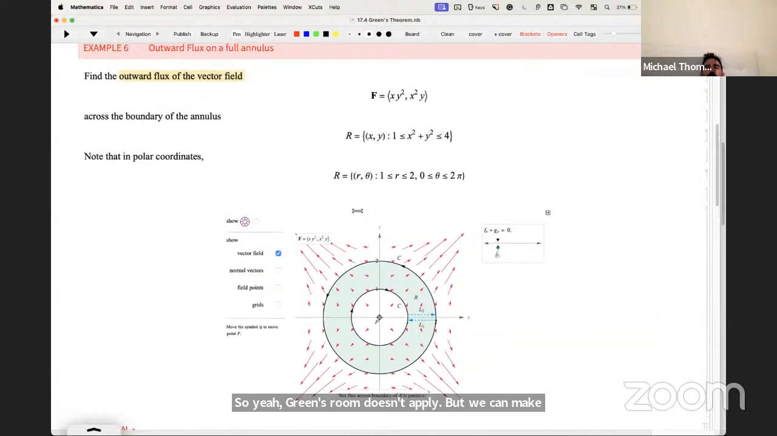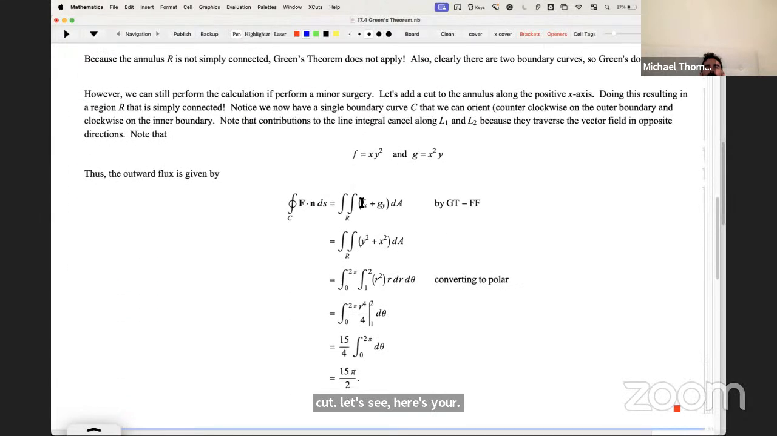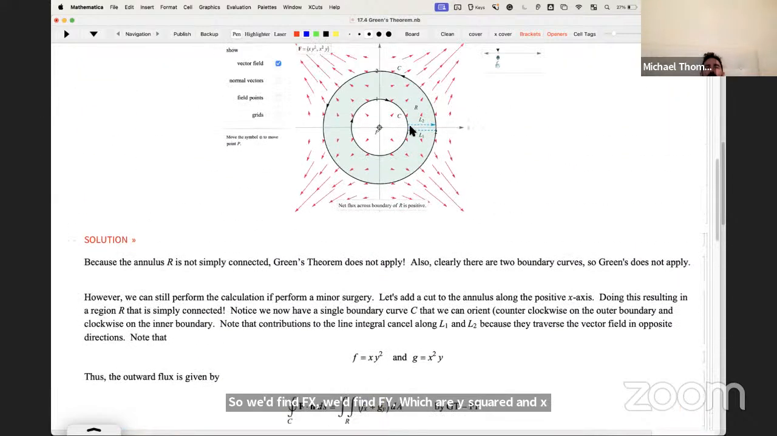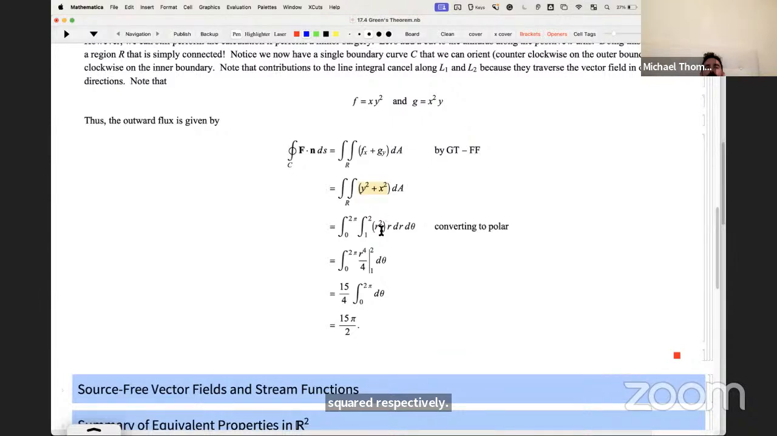Let's see, here's your F, there's your Y. So if we wanted to use Green's theorem, the flux form, we would just simply add up all of the divergences at every point inside. So we'd find Fx, we'd find Fy, which are y squared and x squared respectively. This thing is definitely made for polar, so I would switch to polar and evaluate, and we get 15 pi over 2. So at least the sign is correct, right? We're definitely sure of that.